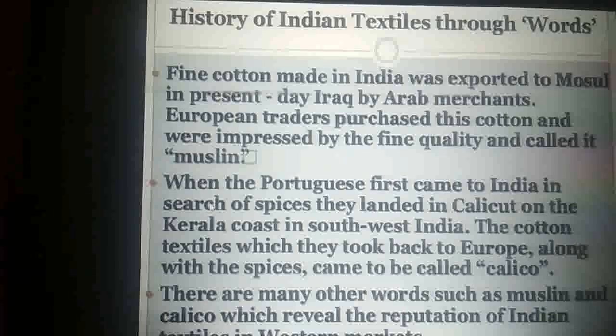Another example: when the Portuguese landed on the west coast of India at Calicut, they came in search of spices, but when they went back home, they took with them some spices and textiles, and these were called calico by the Portuguese. There are many other words such as muslin and calico which reveal the reputation of Indian textiles in the world market. So this indicates that Indian textile had a good market before industrialization.